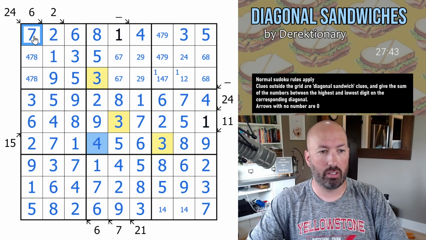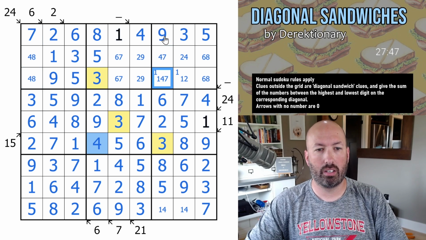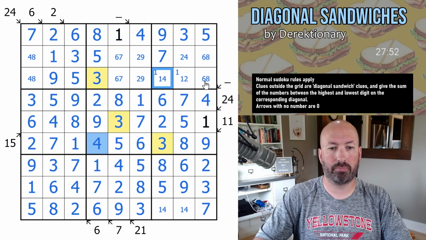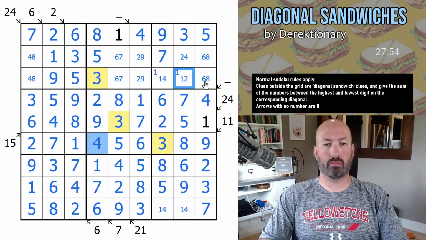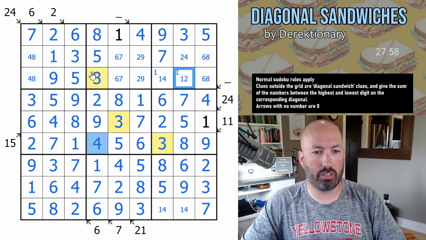It's a 4. This is a 7, which makes this a 9. And therefore, this has to be the biggest. It can't be a 4. It has to be a 7. 1, 2, and 4. 4, 1, 2. Now it's just some sort of Sudoku.